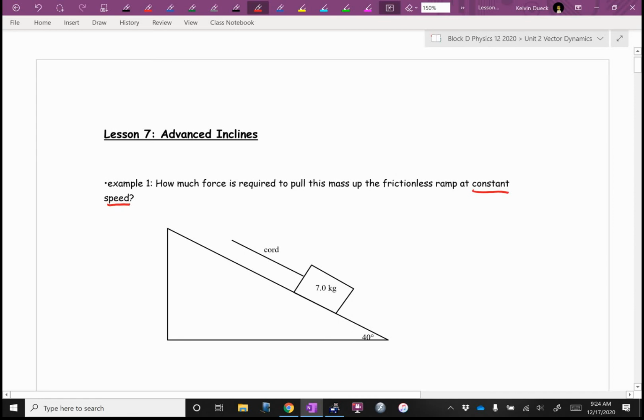What does constant speed mean in terms of winner minus loser and forces? What can I conclude? Anyone? More specific than that. What? Allie, loud and proud. Thank you.